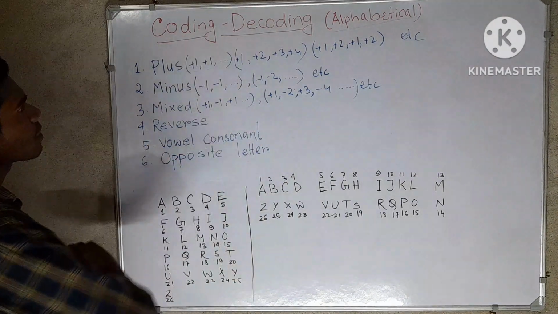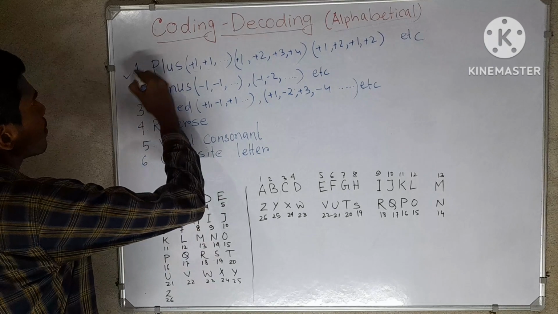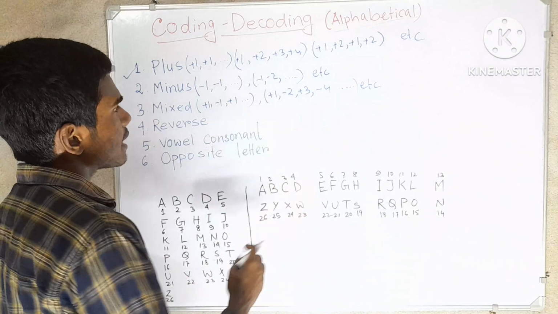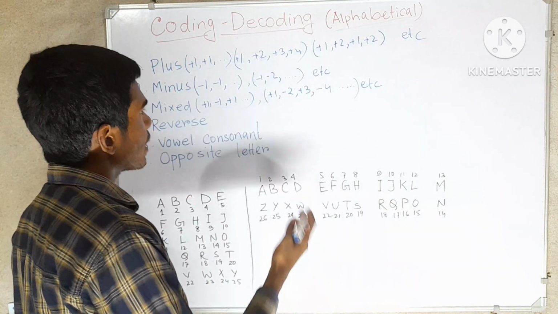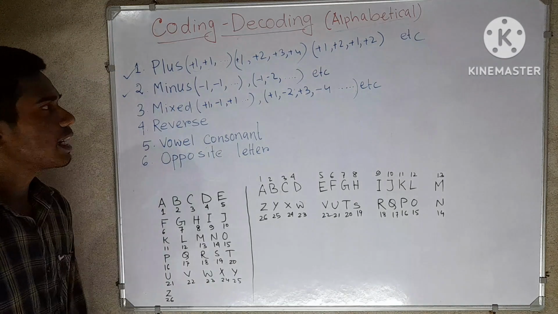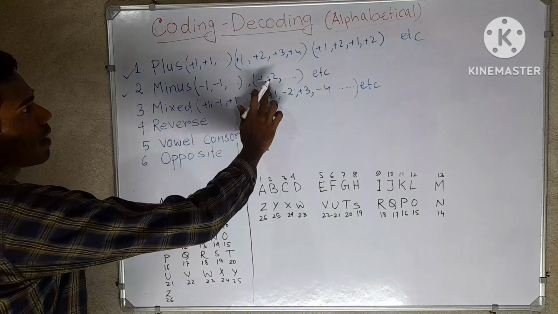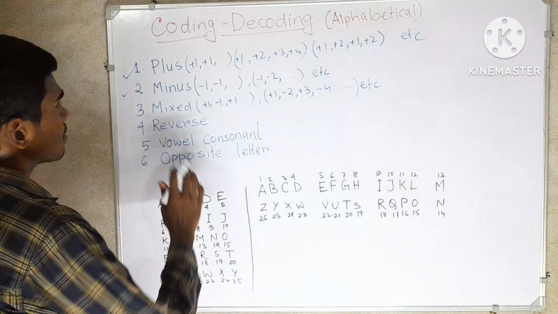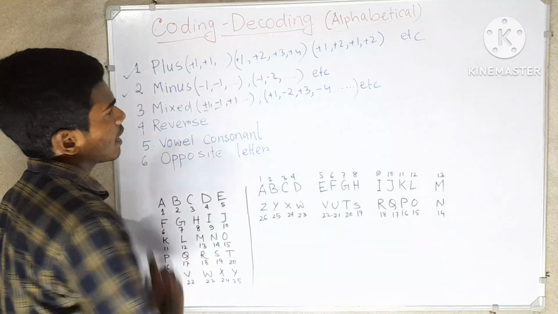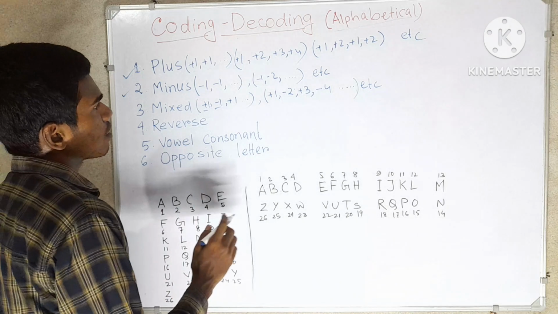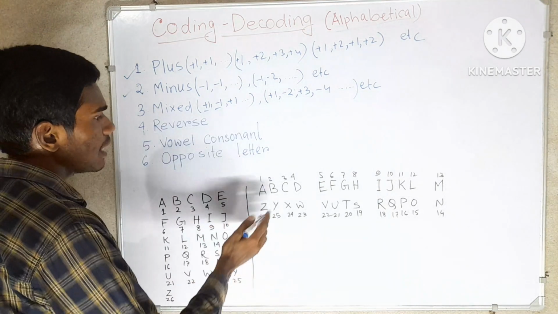The first type of coding decoding is plus coding and decoding. That means the alphabet is represented by adding +1, +2, etc., and minus decoding. Similarly, -1, -2, etc. Mixed type of coding means one letter is represented as +1 and another letter is represented by -1.